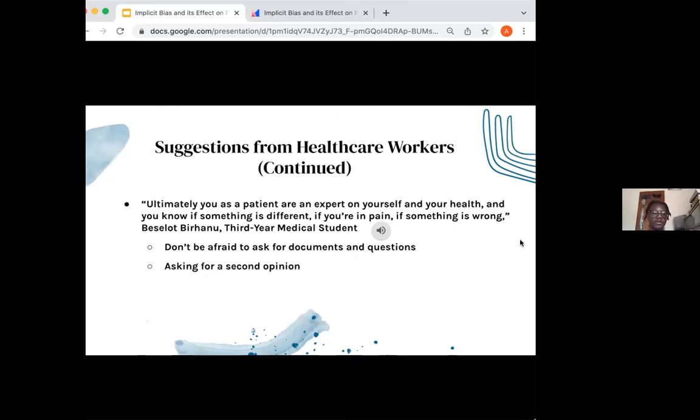And this is Bessel Abrahanu, who's a third-year medical student at Mount Sinai School of Medicine. I think it's challenging because I think a lot of times this weird paternalistic dynamic is set up with physicians and their patients. And sure, clinicians have gone to school and have trained, but ultimately you as the patient are an expert on yourself and your health. And if something's different, if you're in pain, if something's wrong, don't allow someone's perception of you to determine what kind of treatment you get.